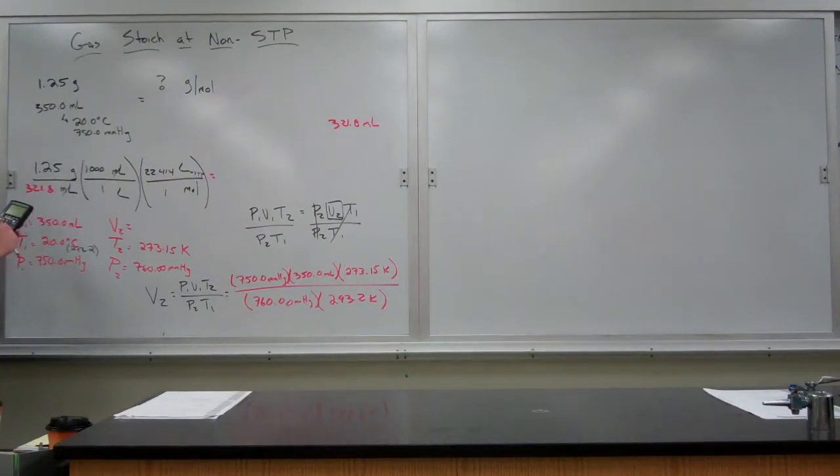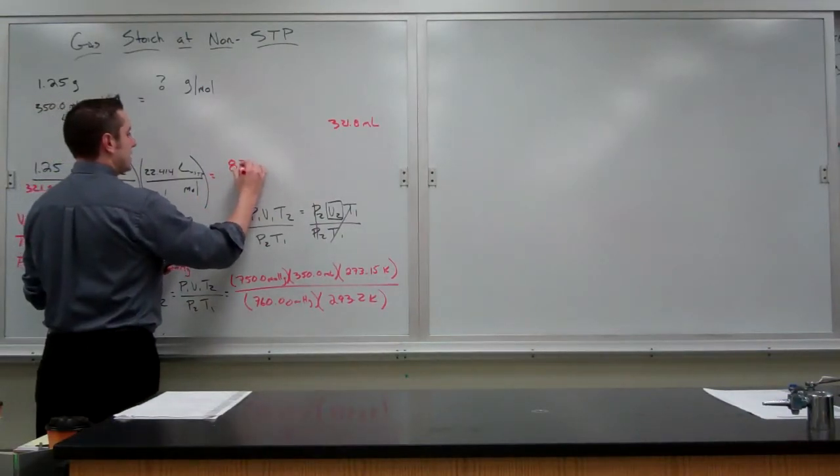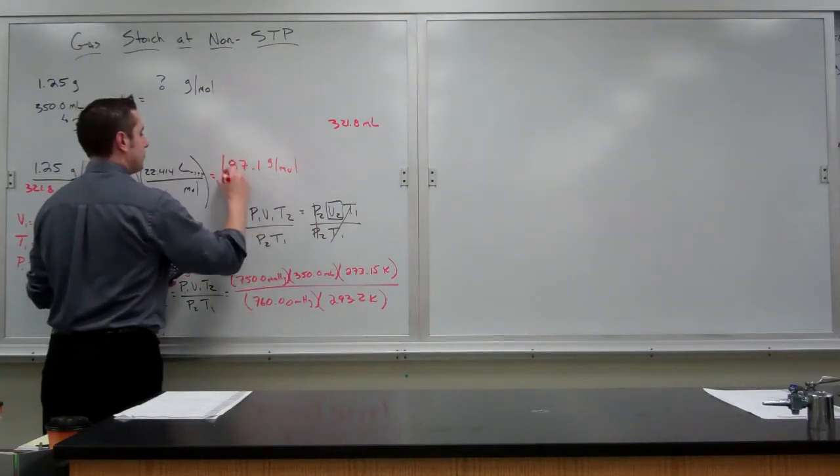1.25 divided by 321.8 times 1,000 times 22.414. My calculator says 87.0649. I only get 3 sig figs, so I will call it 87.1 grams per mole.